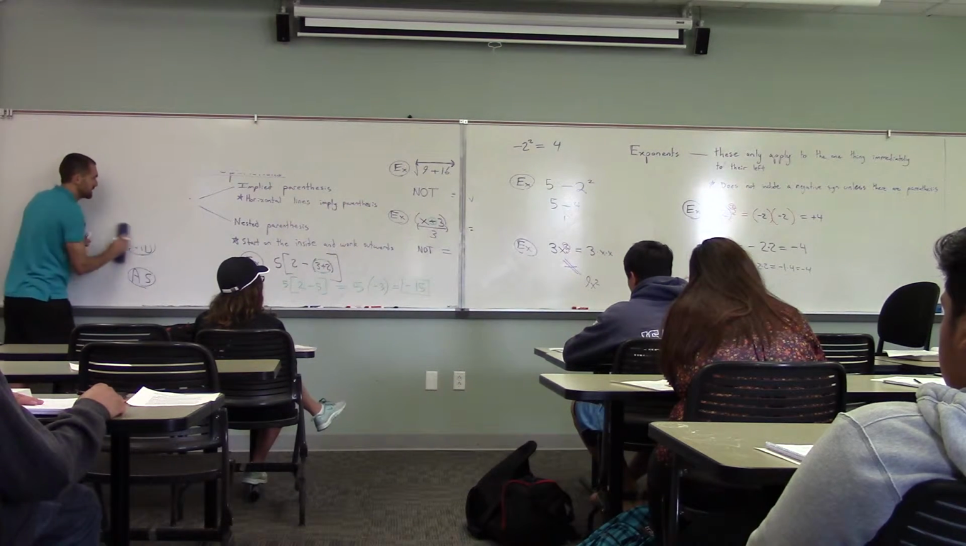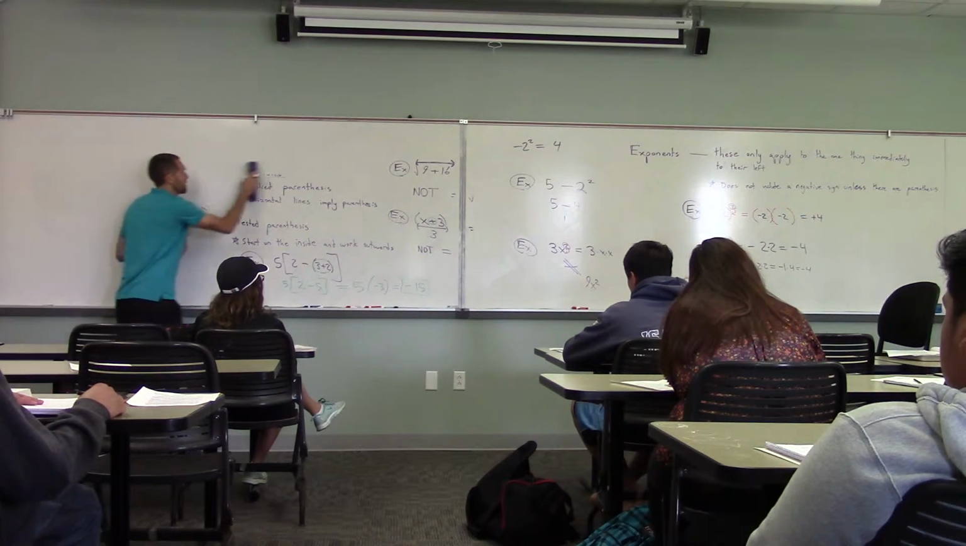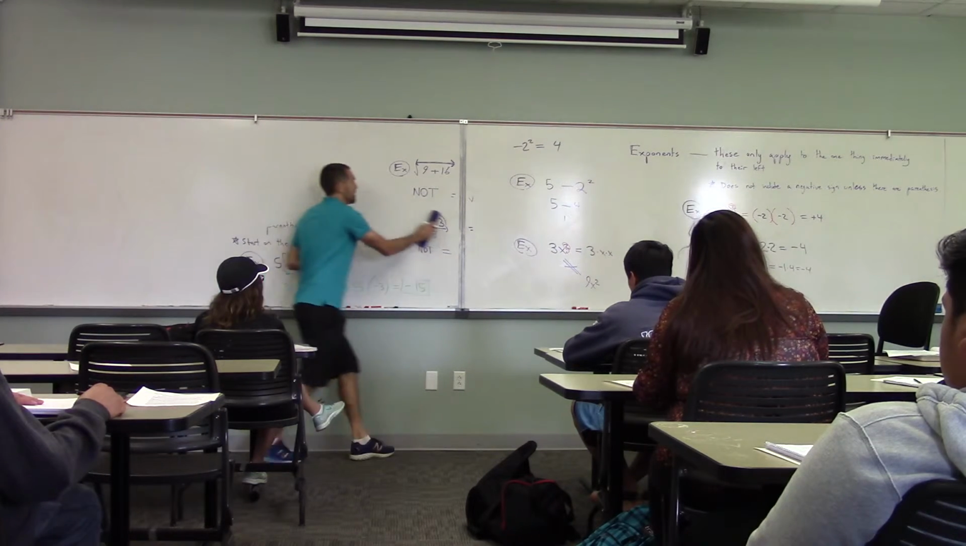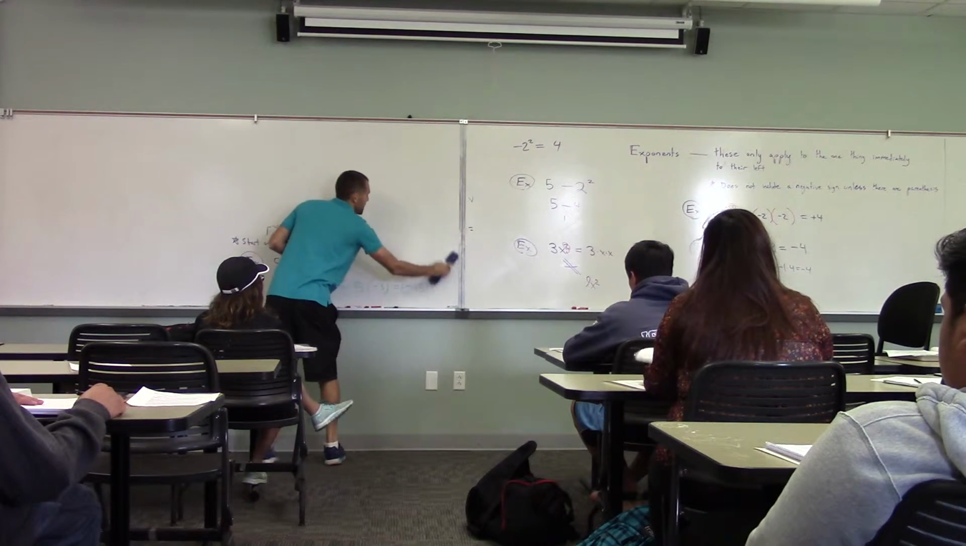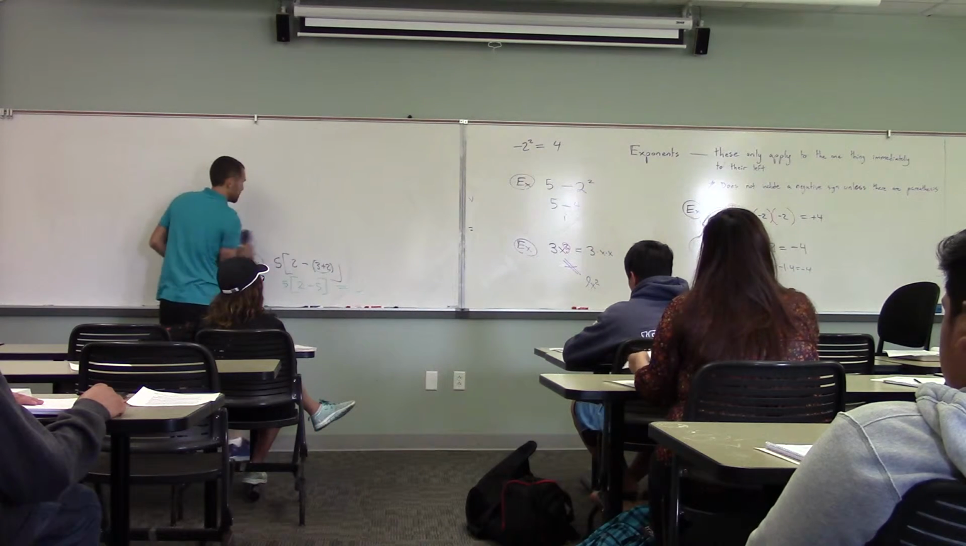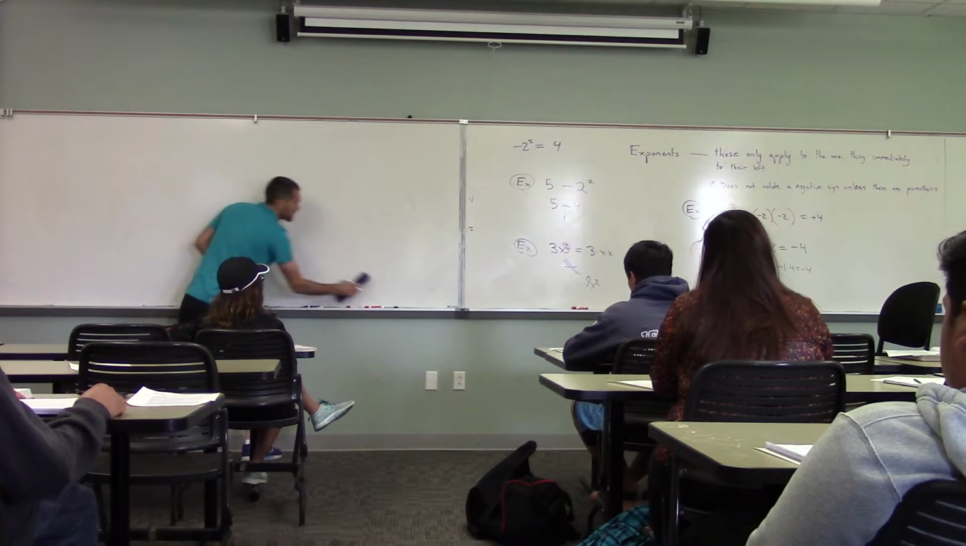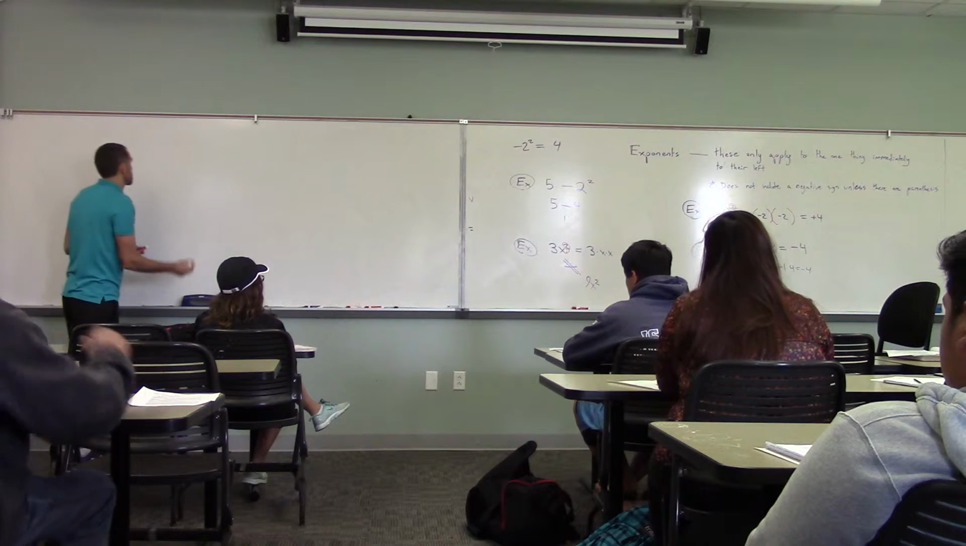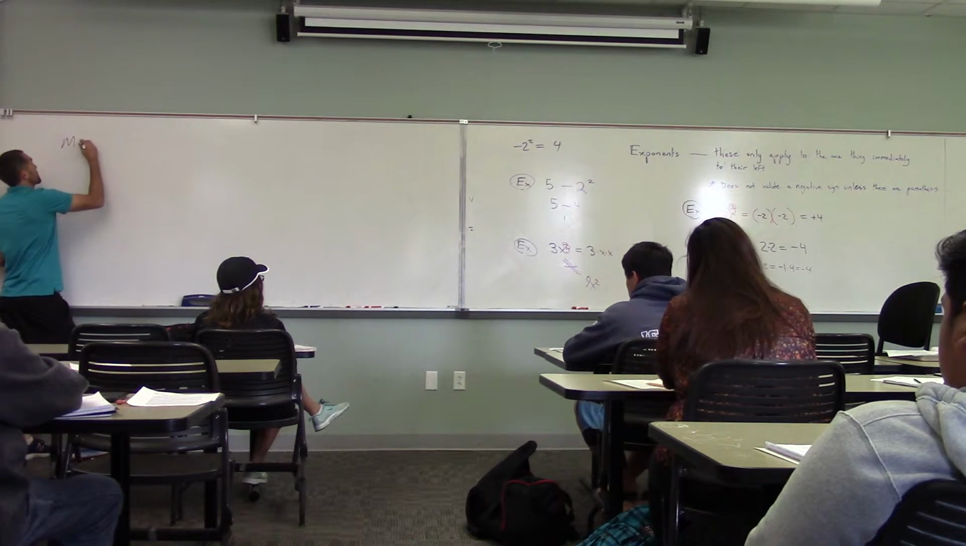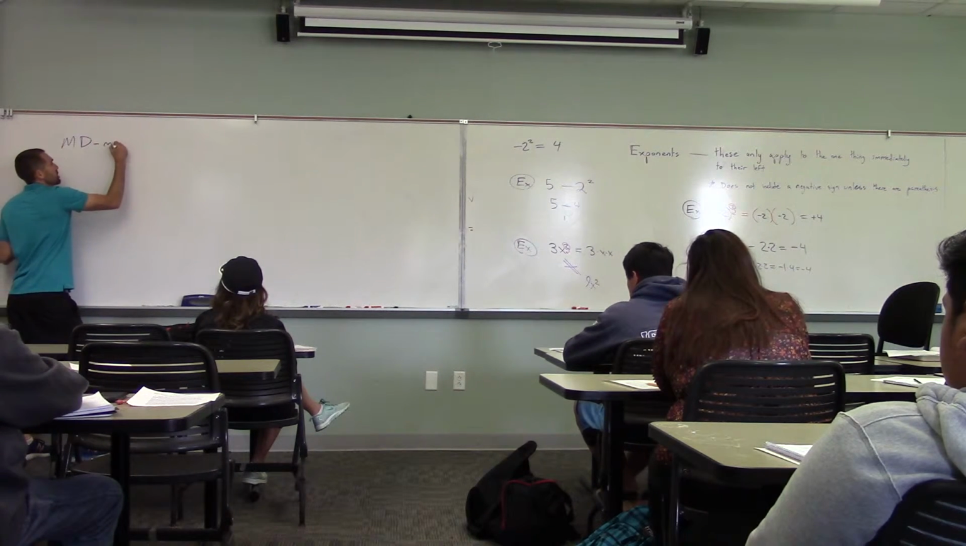So the next one's the easiest. But I got a little funny story that goes with it. Okay, so the next one is M and D. So multiplication and division. And my high school math teacher always used to say, there is no such thing as division. There is no such thing as subtraction, because there really isn't.